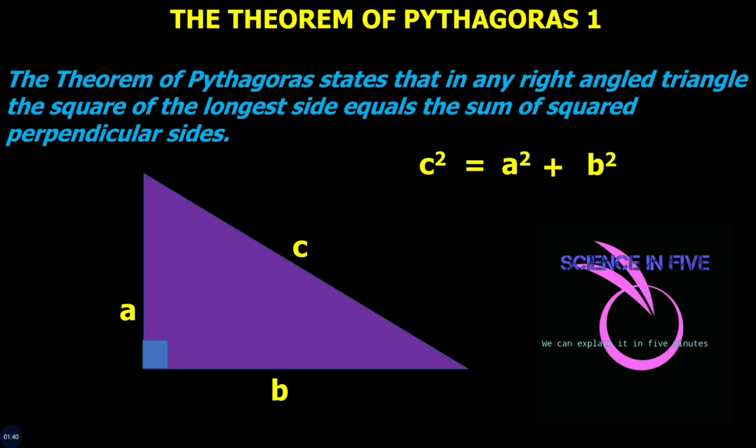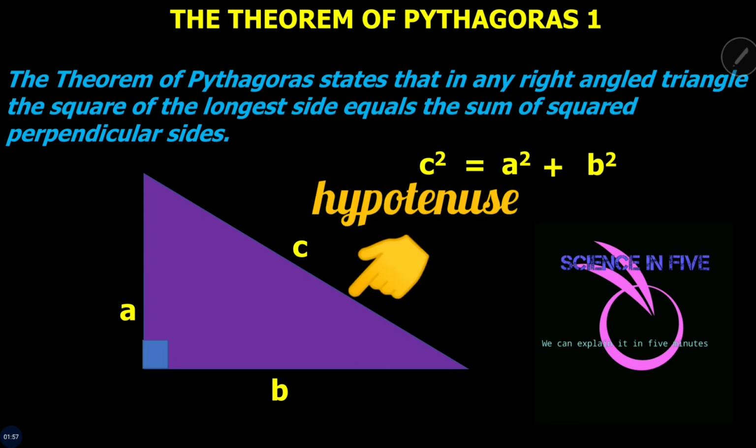So whenever you're dealing with problems involving the Theorem of Pythagoras, your important step is to identify where this longest side is, where the two perpendicular sides are. The longest side is termed the hypotenuse side.